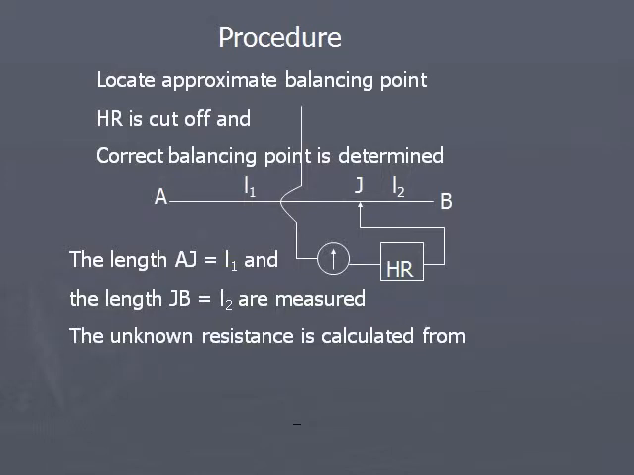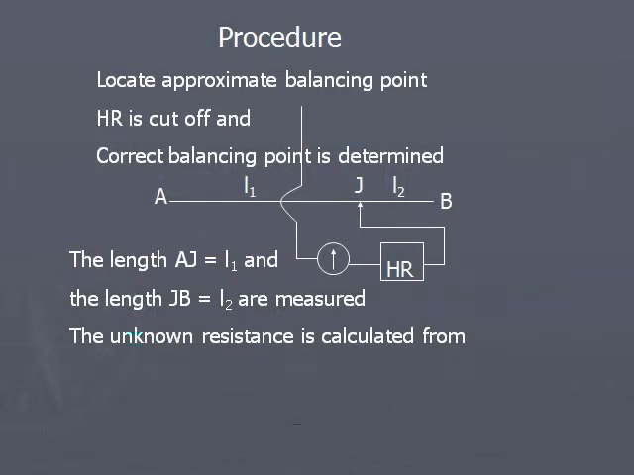Then at one point you will notice the deflection in the galvanometer to be zero. Locate that point exactly, that is the point J. Then cut off the circuit and measure the distance AJ. Call it L1. Measure the distance JB, it is length L2.